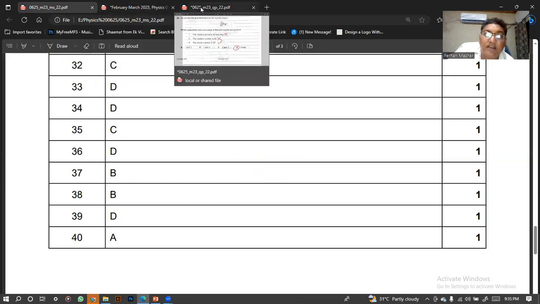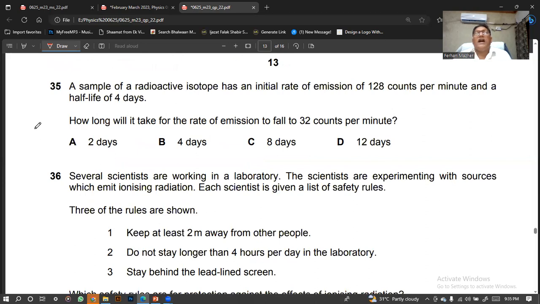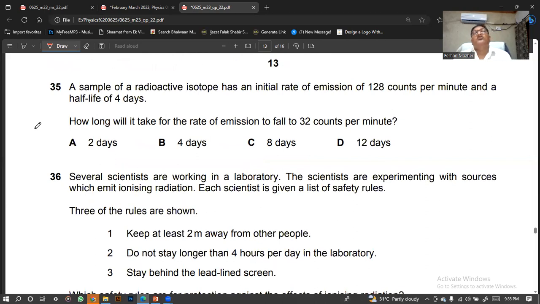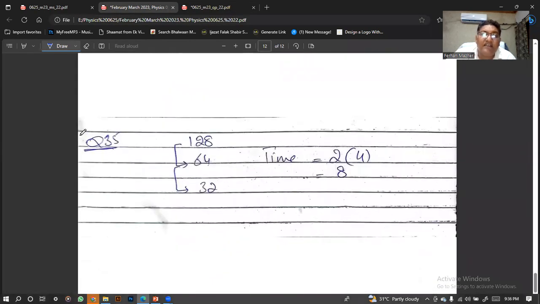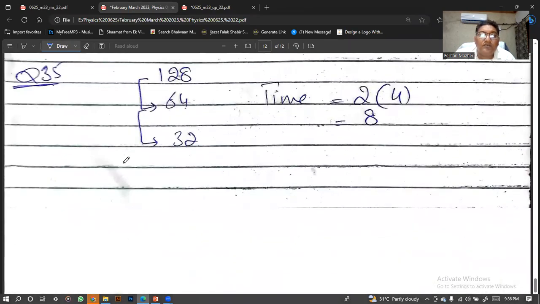You can see from the marking scheme. A sample of radioactive isotope has an initial rate of emission of 128 counts per minute. Okay, this is the initial count rate. And half-life of 4 days. How long will it take for the rate of emission to fall to 32 counts per minute? Okay, so from 128, the count rate wants to go down to 32.